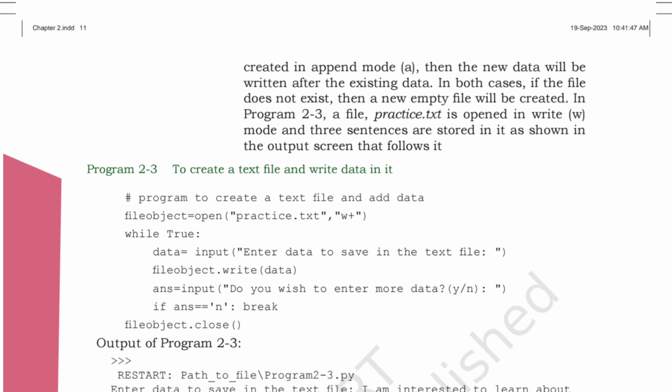While True, data is input: enter data to save in the text file. Then file object.write(data), and writing it into the file. Then again we are taking the input: do you wish to enter more data, yes or no? If yes, it moves back to the while. If no, it will break and close the file.